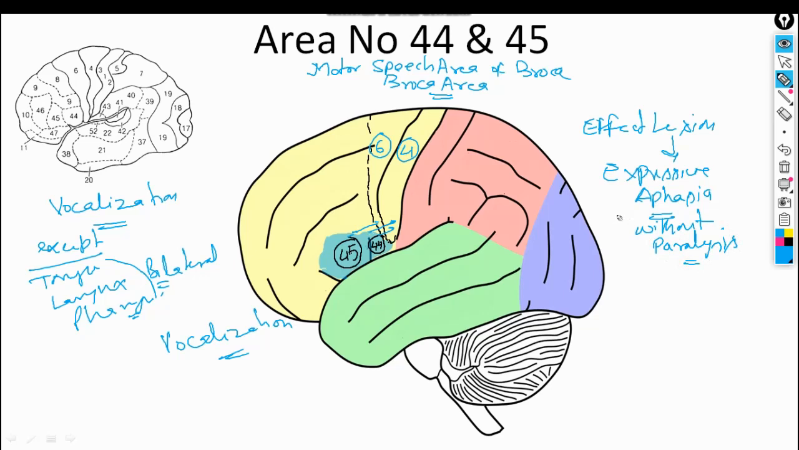So let me explain what this is. Say area 44 and 45 do the formation of the words, and that signal goes to the motor area, and the motor area produces the speech. Though area number 4 is working and the part is not paralyzed, a lesion in area 44 and 45 will lead to no formation of the word. No formation of the word means no signal will go to areas 6 and 4. So it causes expressive aphasia without paralysis.